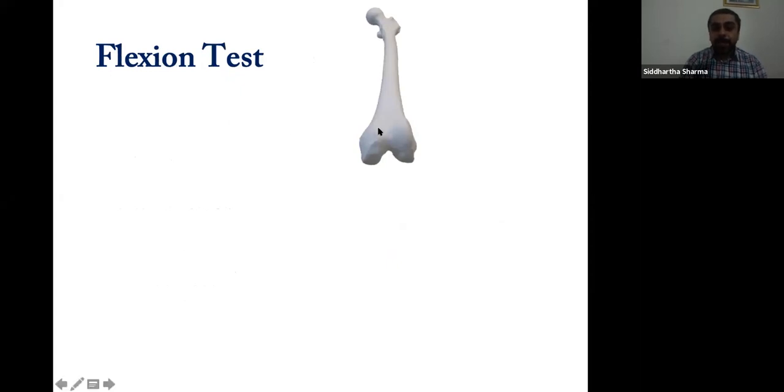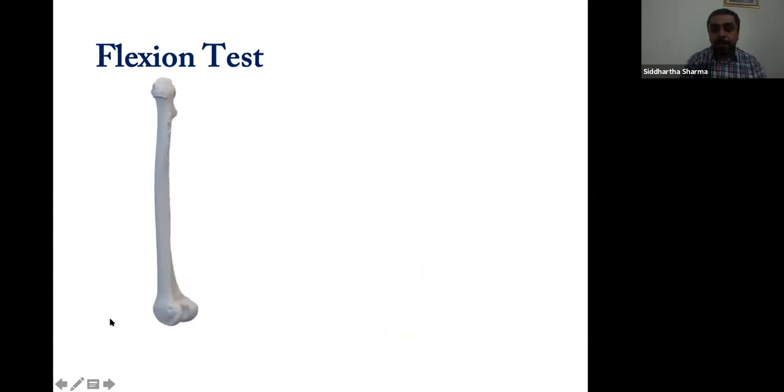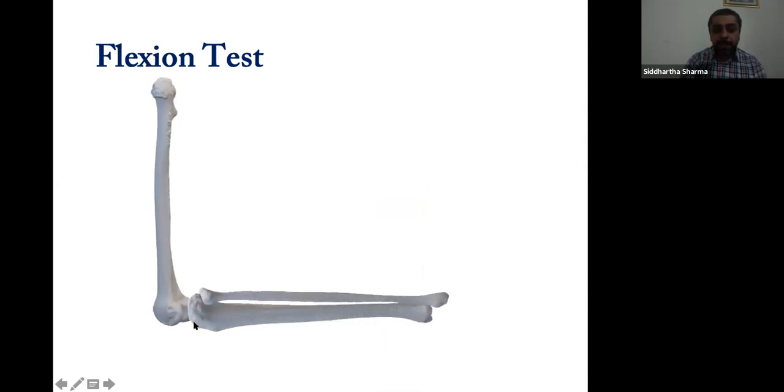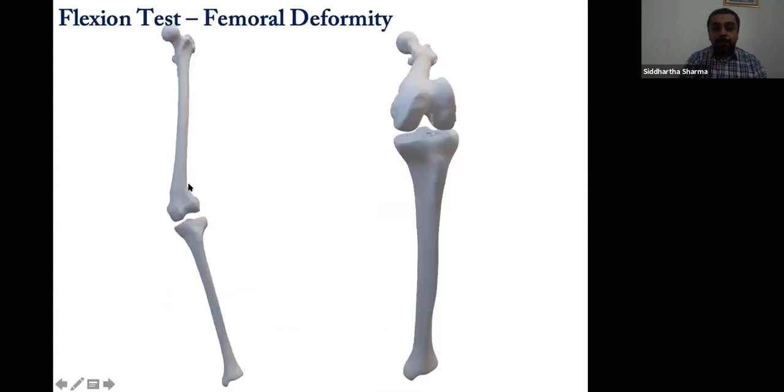Now you know that the distal femur in full extension articulates with the tibia. However, when you flex the knee, it is the posterior part of the condyles that articulate with the tibia, right? So if you had a femoral deformity like this, so this case only has a femoral deformity.